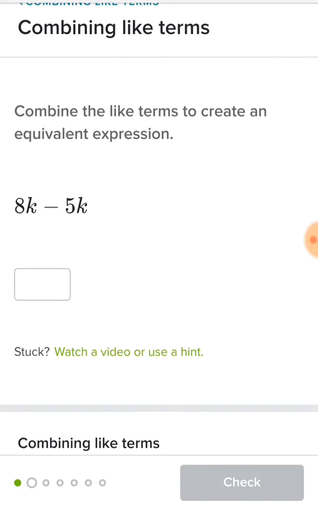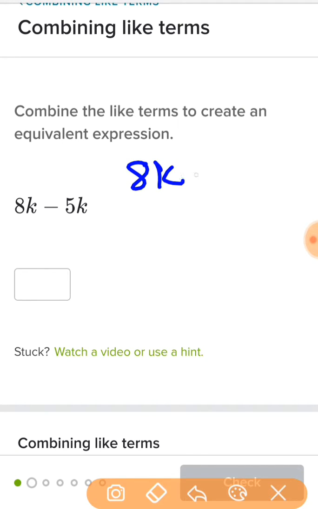So here I have 8k minus 5k. Well, since they both have the same last name, or they both end in k, they would obviously both get one underline, but really there's no point of that because there's nothing else to compare it to. So I simply do 8k minus 5k, and that gives me 3k.